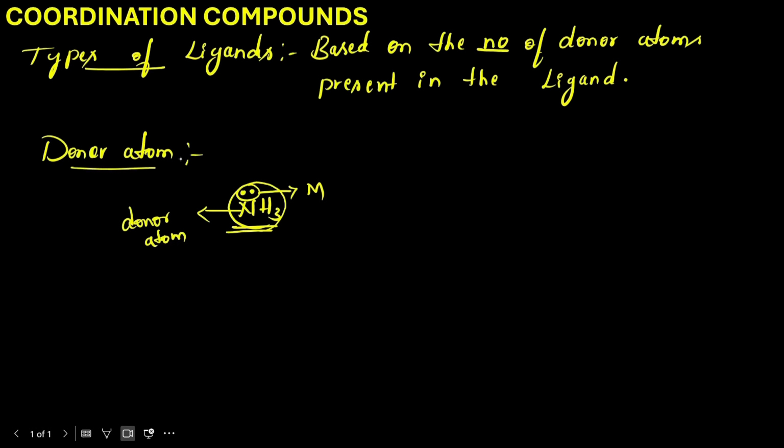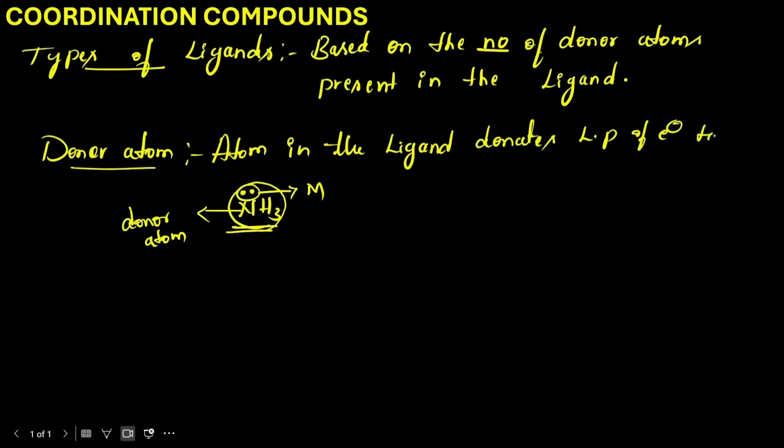So, a donor atom means the atom in the ligand which donates a lone pair of electrons to the metal atom. Next we will see what denticity is.